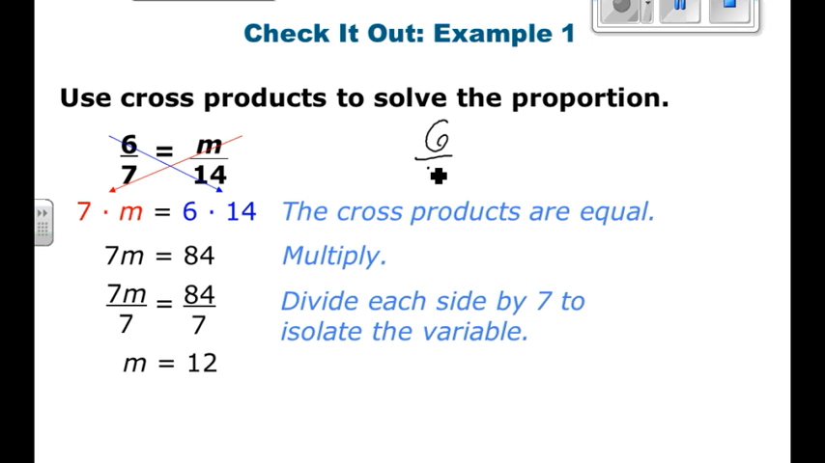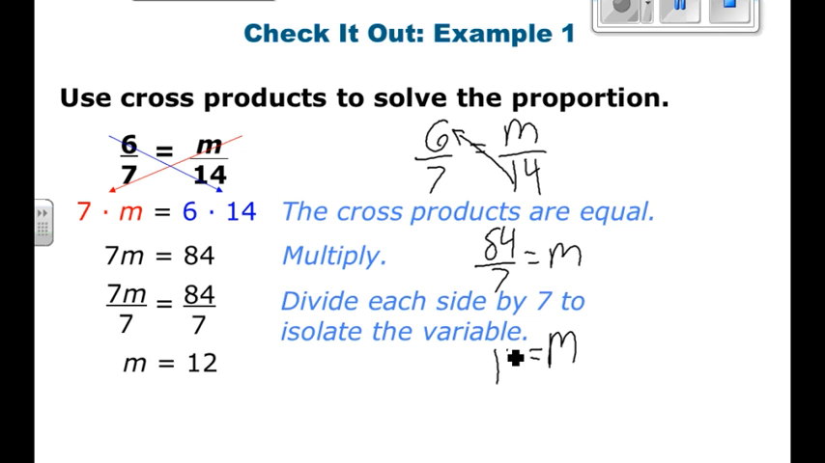We know that last year you guys heard the rule, cross multiply and divide. That is exactly what we're doing. We're taking 6 times 14, which was the 84, and dividing by 7, which gives us the 12. This is why you are allowed to cross multiply and divide, because it's actually an equation that we are setting up.